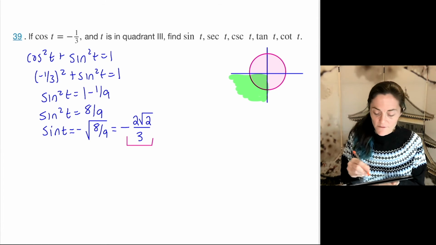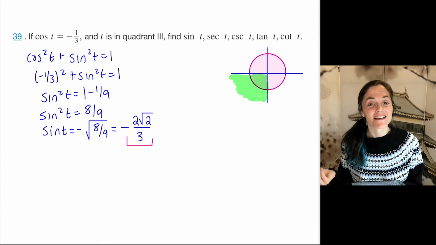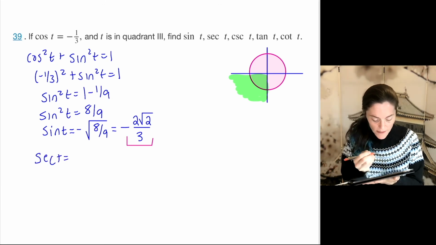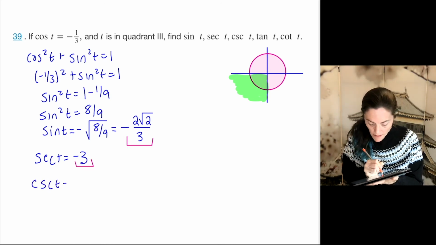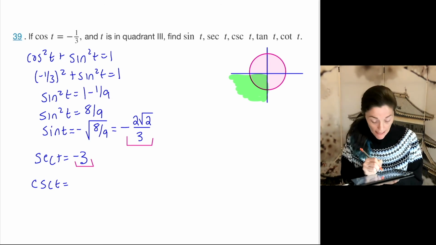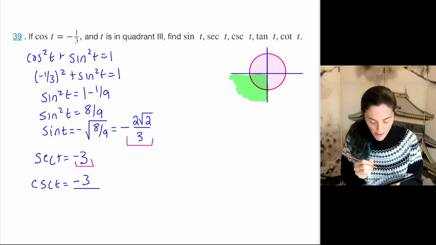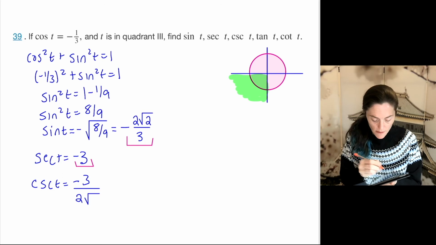From this, and knowing cosine, we can get all of the other trigonometric functions. The secant of t, well, this is just 1 over cosine. This is -3. Next one, the cosecant of t. This is 1 over the sine of t. So I can write this as -3 divided by 2 square root 2, like this.